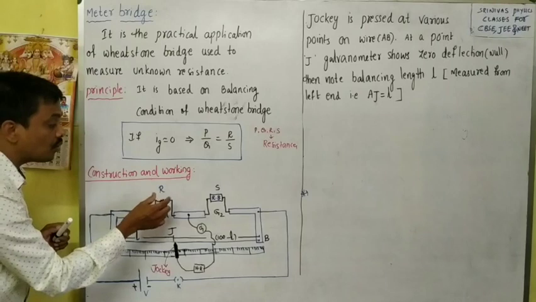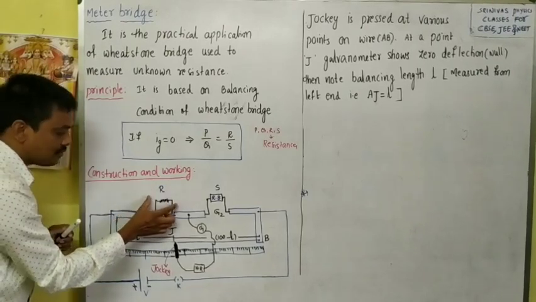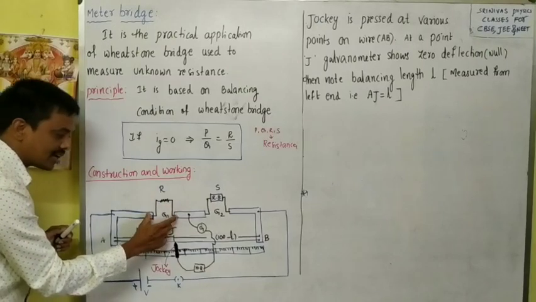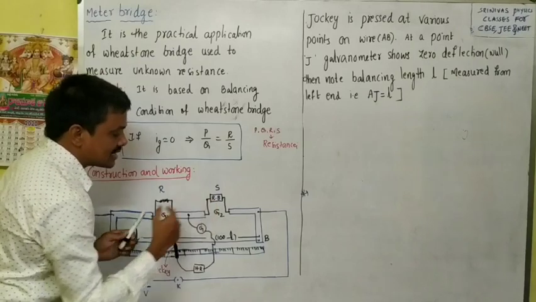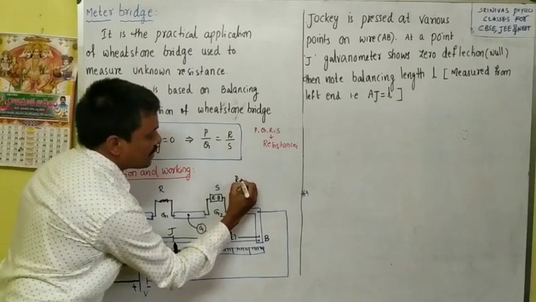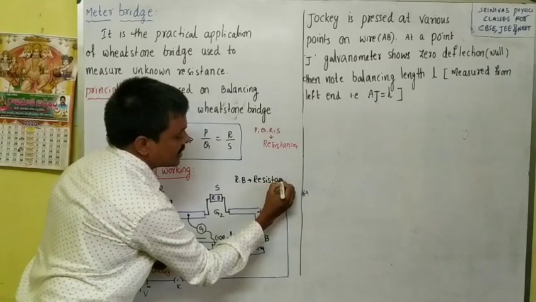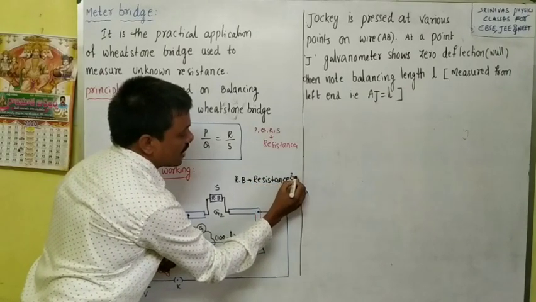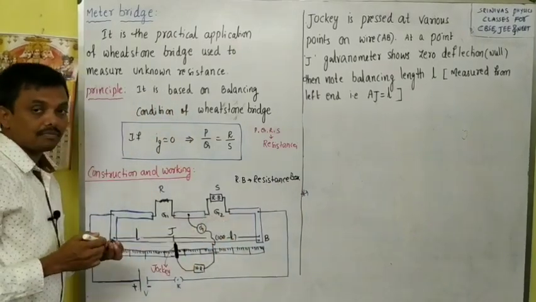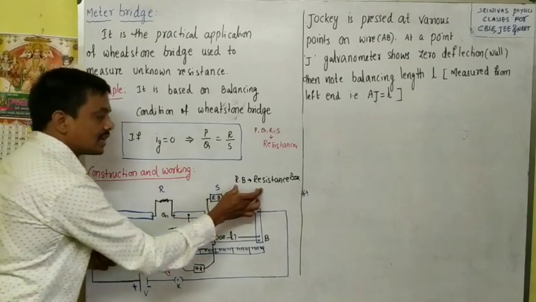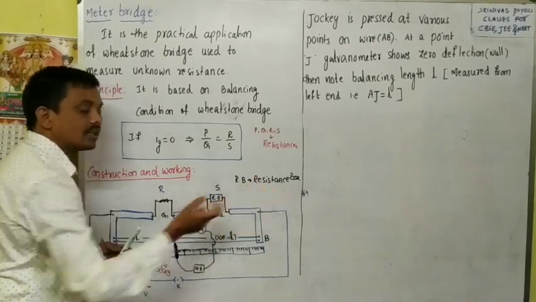In the left gap, we place the wire whose resistance we are going to measure, connected at both ends. That is the unknown resistance. In the right gap, we place the resistance box. Here RB indicates the resistance box. By using the resistance box, we can keep how much resistance we want in the right gap: 2 ohm, 3 ohm, 4 ohm, whatever we want.